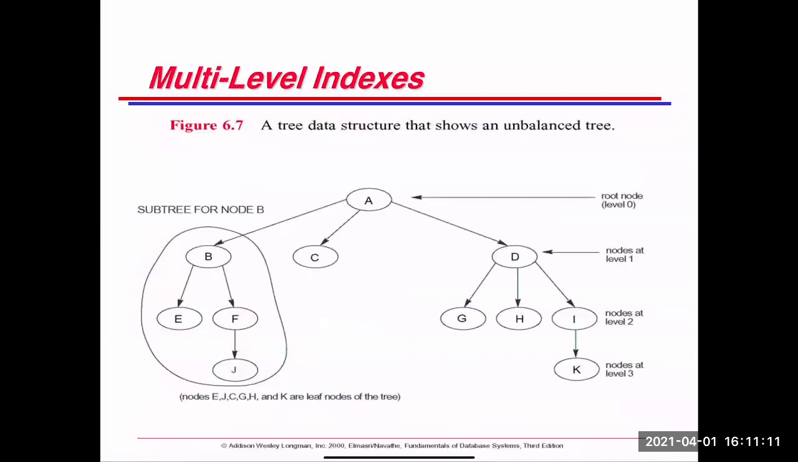Okay, and here's another example of an unbalanced tree. So you can see that some leaves have a different distance from the root, right? So this leaf here, C, has a distance of 1 from the root, whereas this leaf K has a distance of 1, 2, 3.